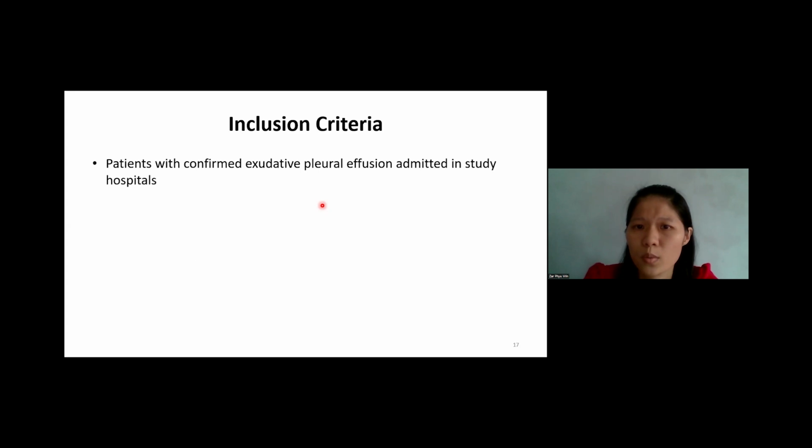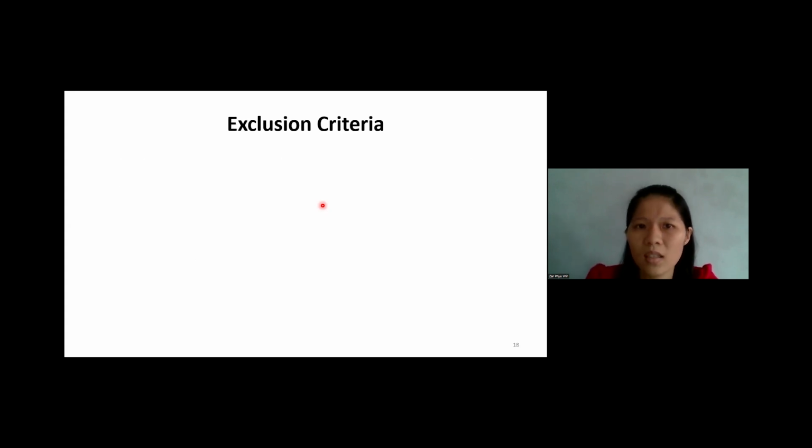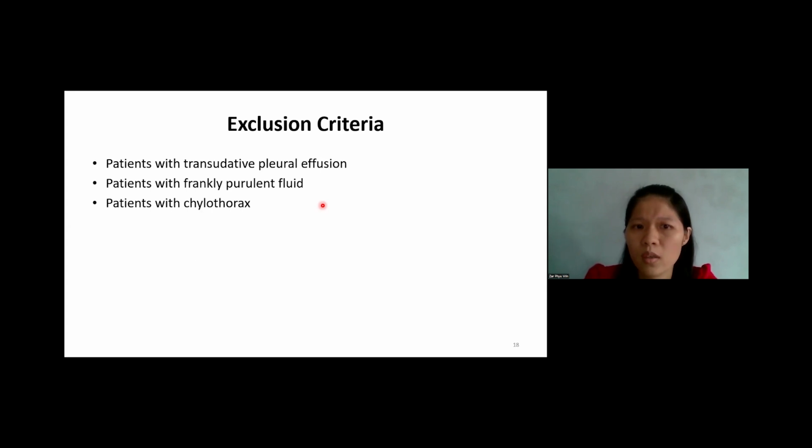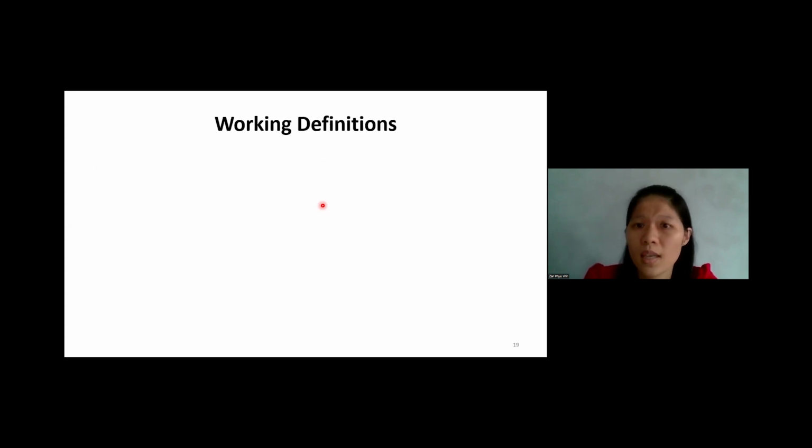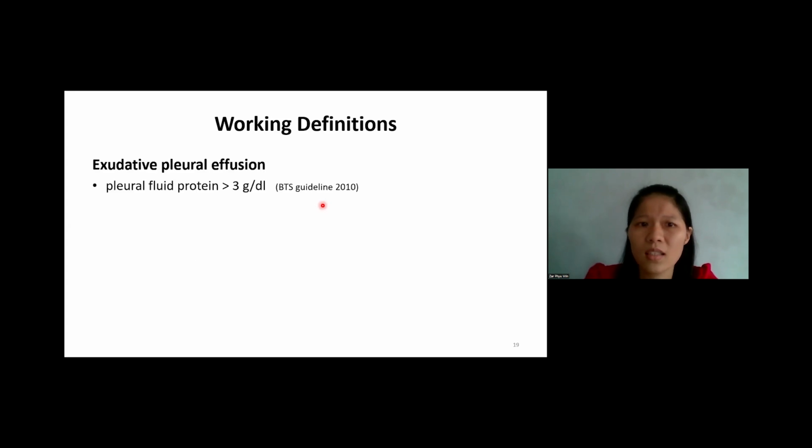Patients with confirmed exudative pleural effusion admitted in the study hospital were included in the study. We excluded patients with transudative pleural effusion, as this is not the main part we would like to study, and patients with frankly purulent fluid or chylothorax were also excluded. These are the working definitions in this study.